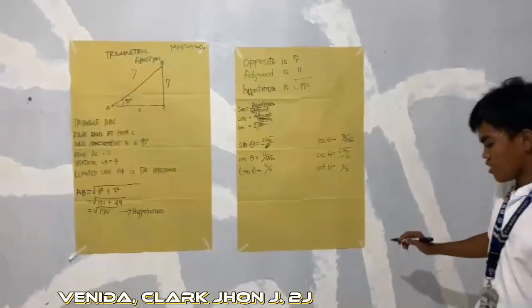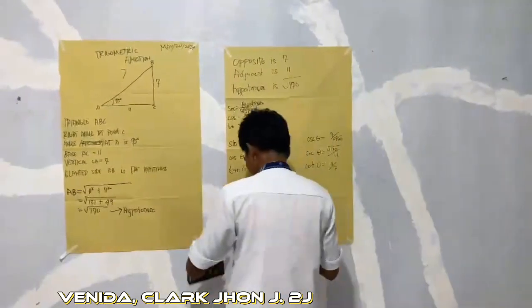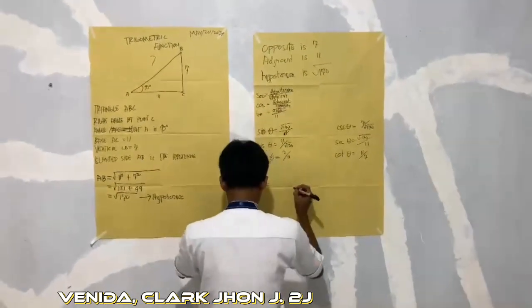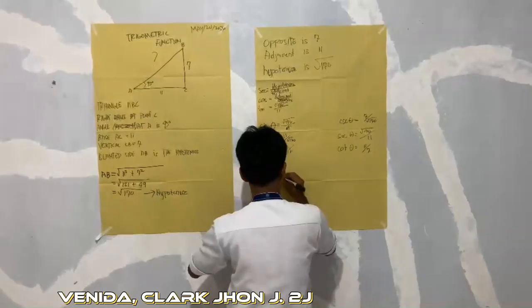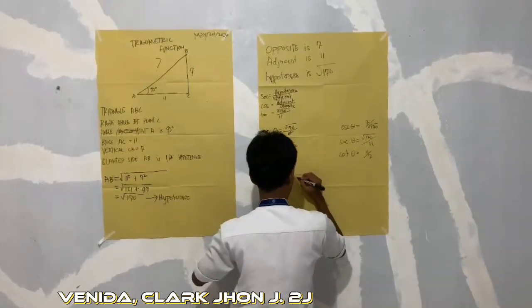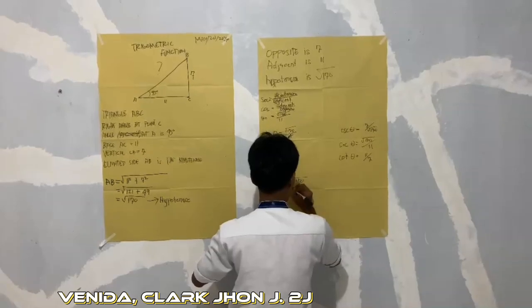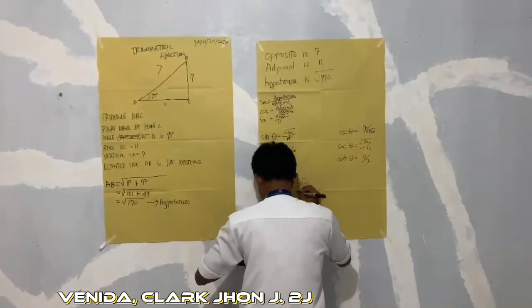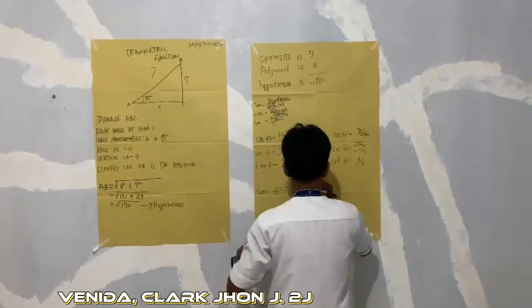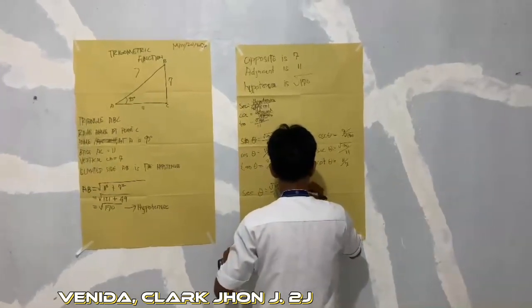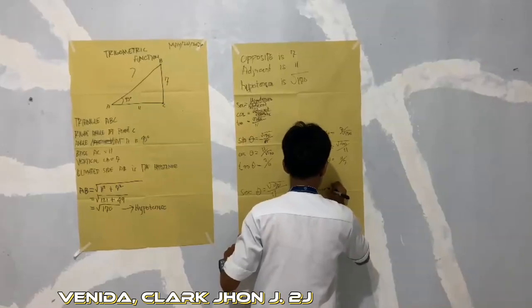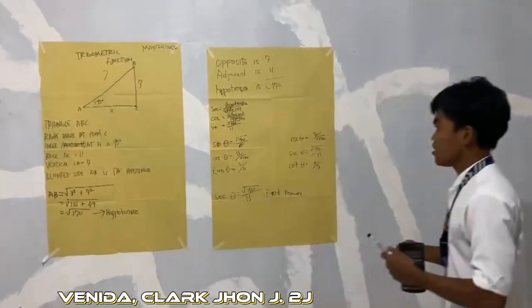So the final answer is the secant equals square root 170 over 11. Final answer.